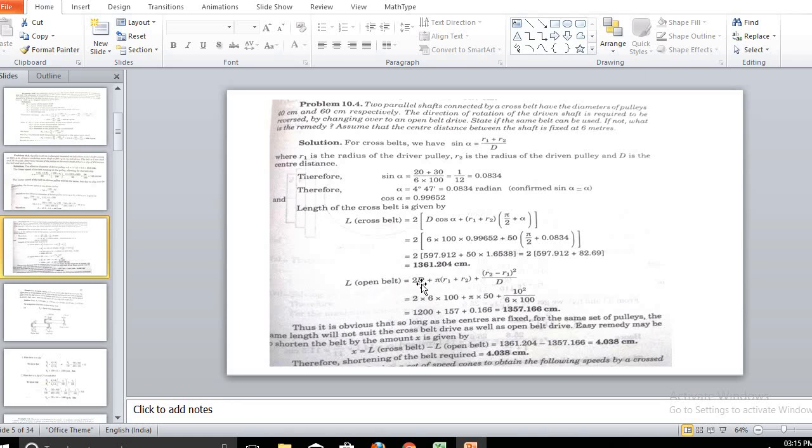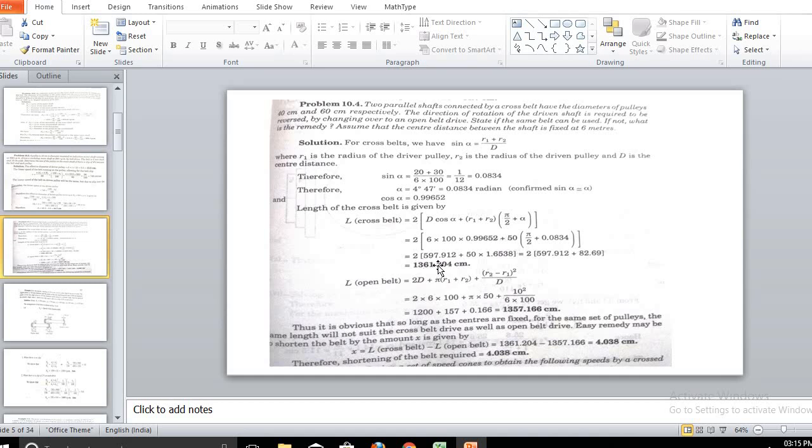L for the open belt has the formula 2D plus pi times (R1 plus R2) plus (R2 minus R1) whole squared by D. So put in all the values: 2 into 6 into 100, pi into (20 plus 30), which is 50, plus (30 minus 20), which is 10, squared, divided by 6 into 100. After simplification, this becomes 1357.166 centimeters. If you look at these two lengths, they are different.